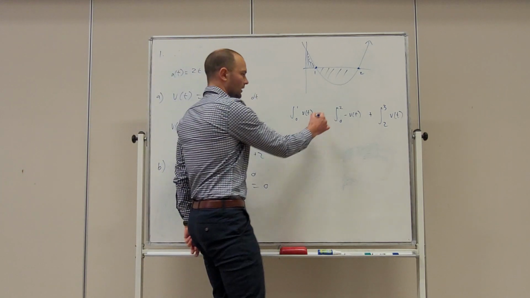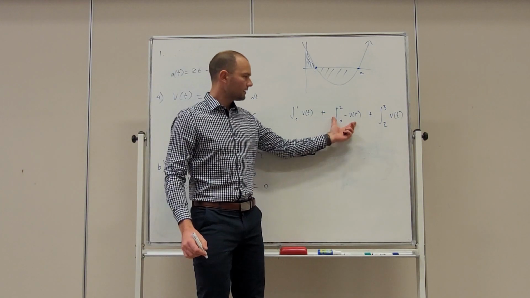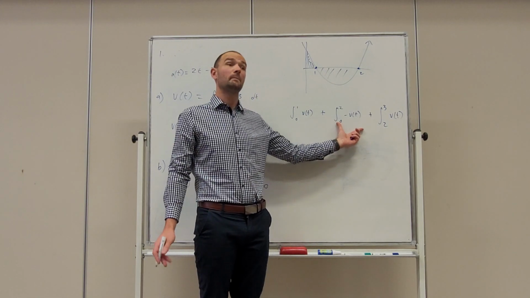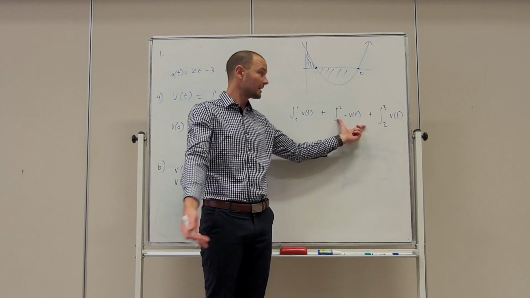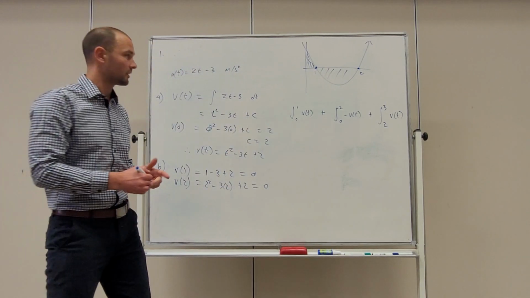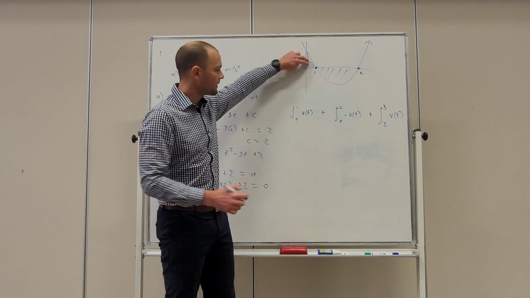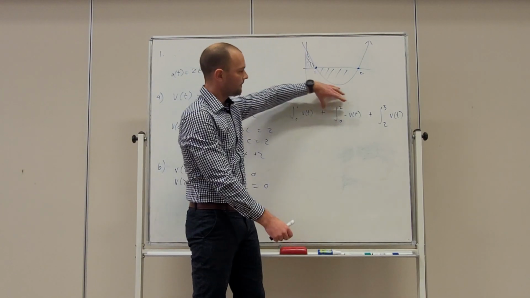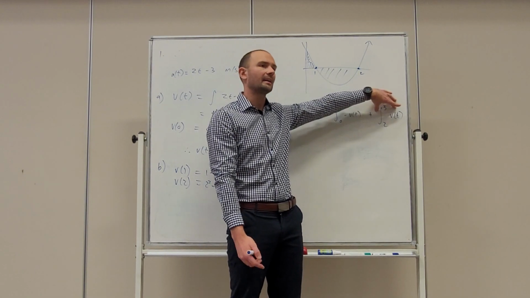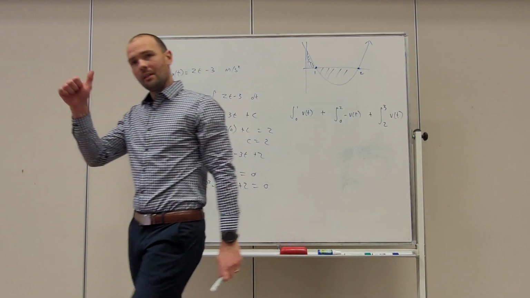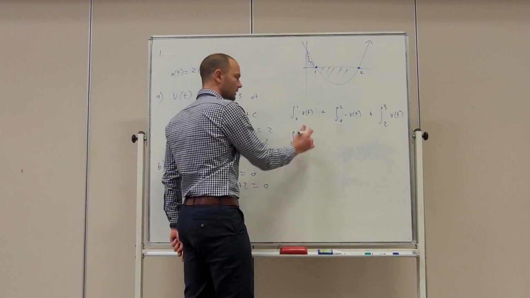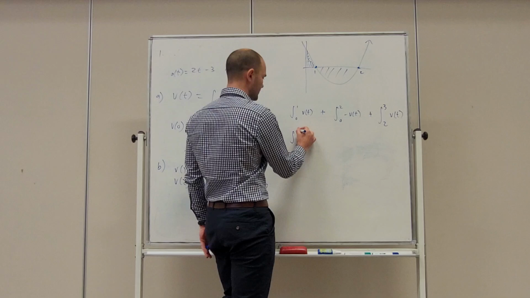If we add all of these parts together, the integral from 0 to 1, plus the negative integral, negative because that part is below the x-axis, plus the integral from 2 to 3, it's going to give us the total distance: how far it's moved to the right, how far it's moved to the left, and then how far it's moved to the right. We're adding up all those areas together. Now, what about the difference between this calculation and this calculation?